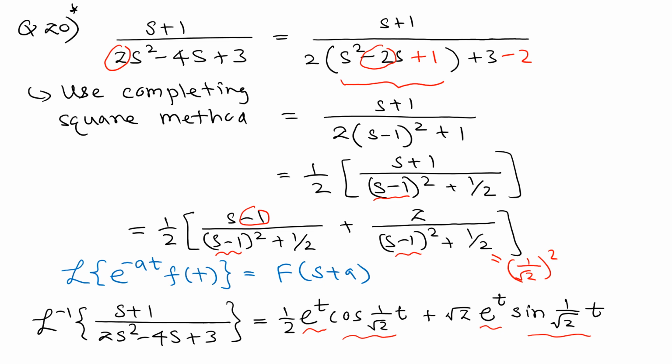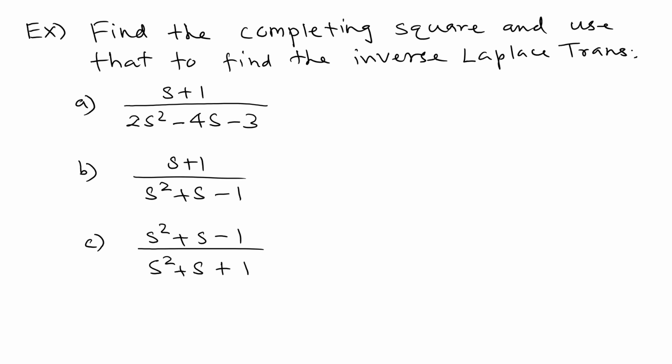So that's what you do in a problem like that. You rewrite it like that, split them, and you get one cosine and one sine. If there's a negative sign, you will get hyperbolic sine and cosine. You can try these three problems and see whether you can invert them. Use a similar technique: first complete the square of the bottom term, then use that to find the inverse Laplace transform of these three functions. You can put the answer in the comment section.